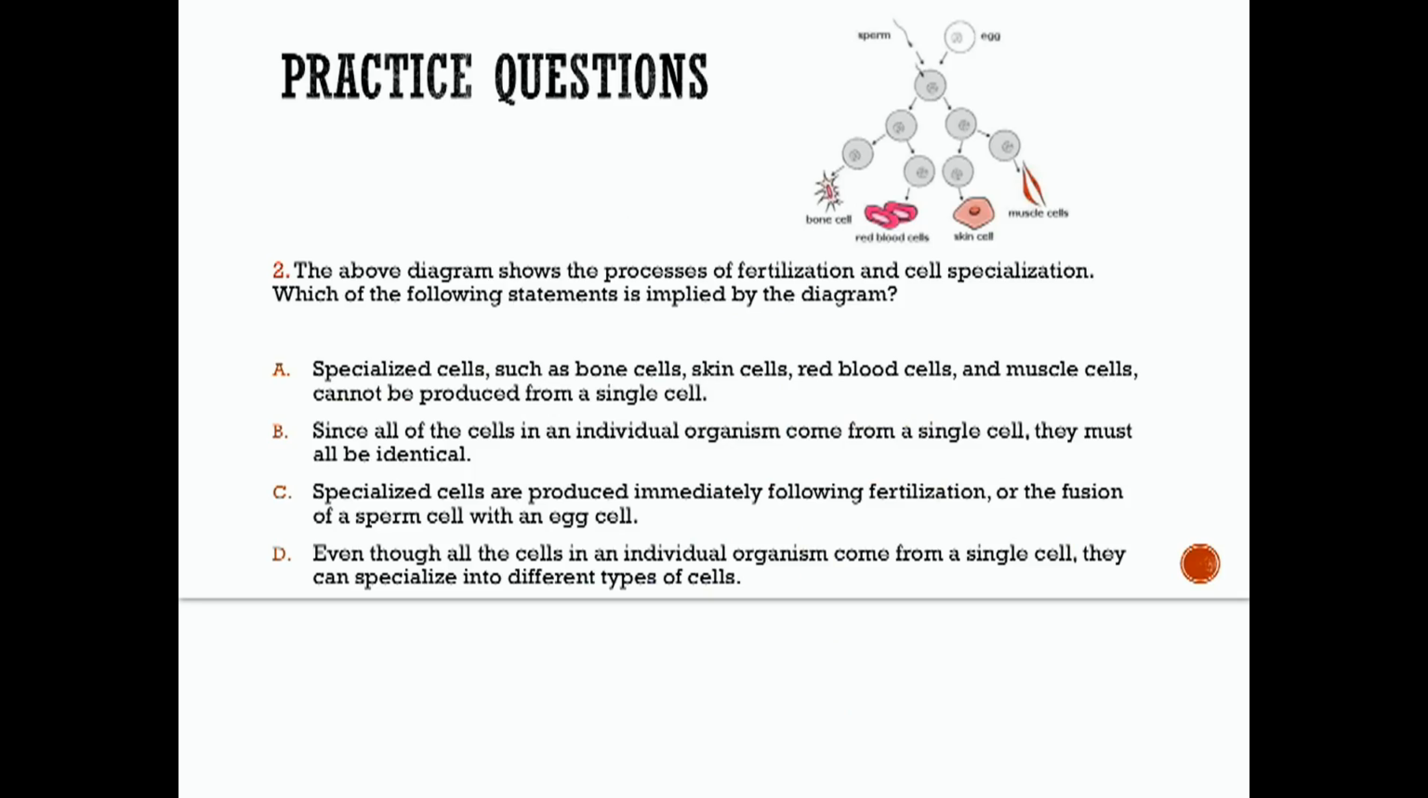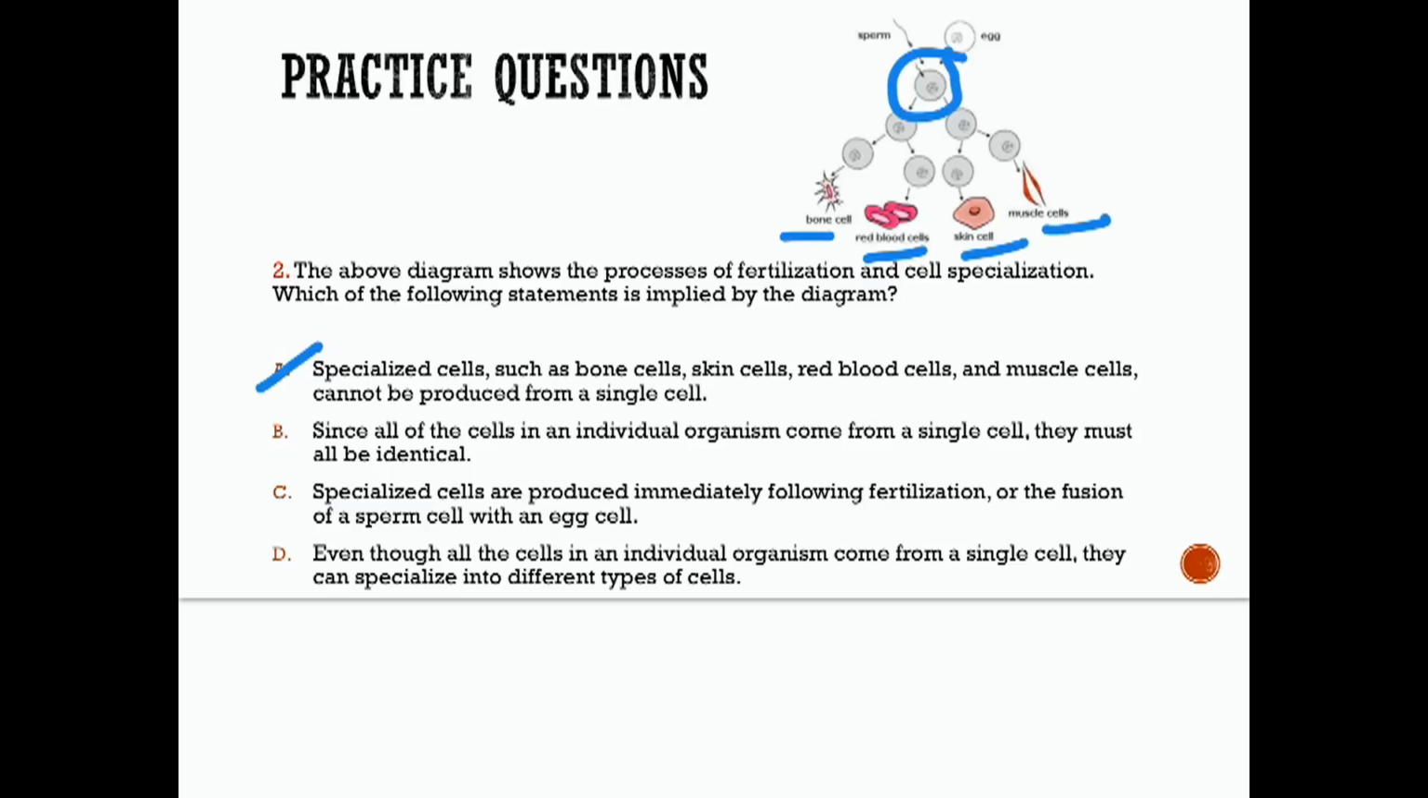All right, number 2, the above diagram shows the process of fertilization and cell specialization. Which of the following statements is implied by the diagram? So go ahead and pause this, read it over, and see what you think. All right, if we look at A, specialized cells such as bone cells, skin cells, red blood cells, and muscle cells cannot be produced from a single cell. You could probably cross that one off because if you look at the diagram, you've got your sperm and your egg, and you've got this cell producing bone cells, red blood cells, skin cells, and muscle cells. So that's going to cross off A.